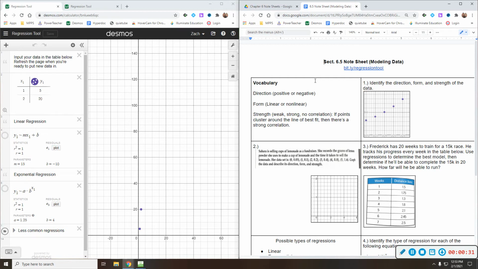So let's talk about some vocabulary first. Alright, so first thing that we will ask when we give you some data, if the data has any sort of pattern at all, we will ask you about its direction, whether it's positive or negative. So the sample data that I have over here is positive because it's going up from left to right. You can think of it in terms of a positive slope. So as you move from left to right, it's going up.